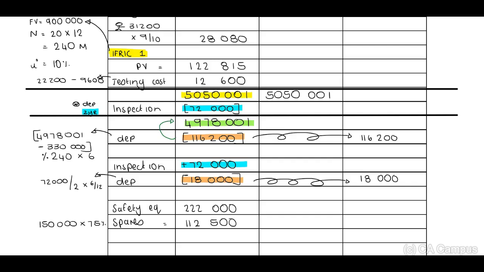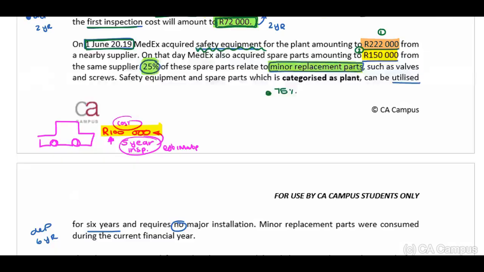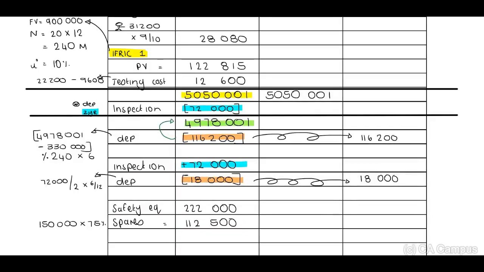and this will be an amount of 112,500. And they indicate to us in the scenario that this will be utilized for 6 years and requires no major installation. Therefore, we are able to identify that the depreciation rate for our safety equipment and our spare parts will be based on the 6 years. Therefore, the total will be the 334,500, and our depreciation will be on that 334,500.